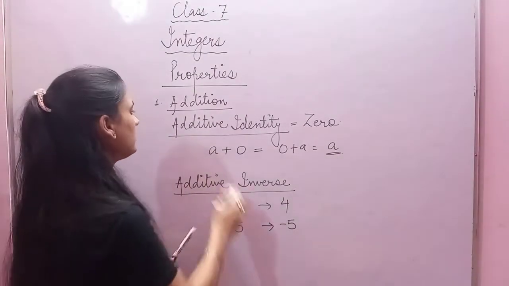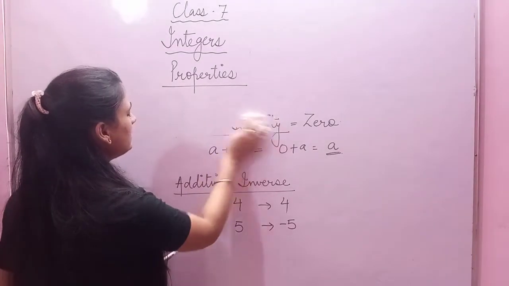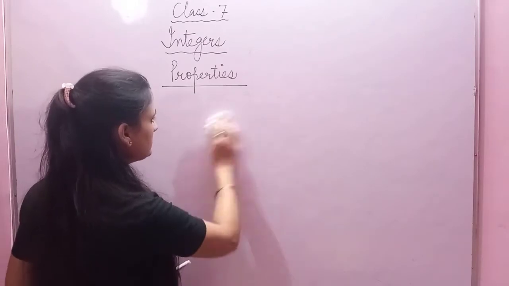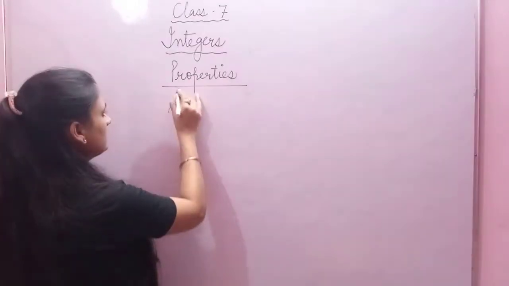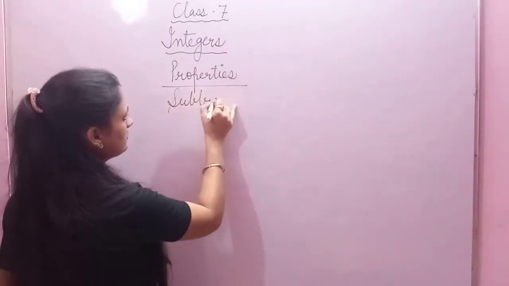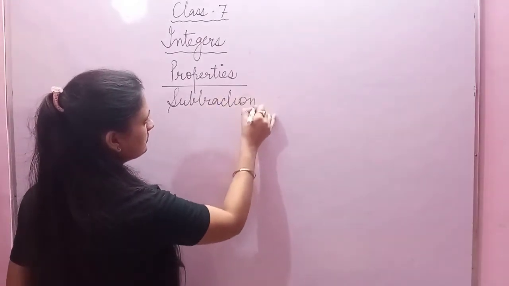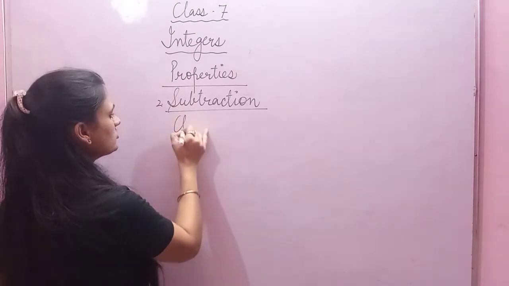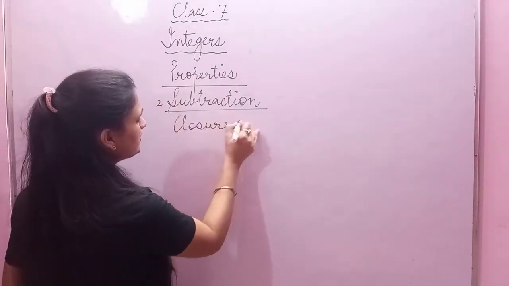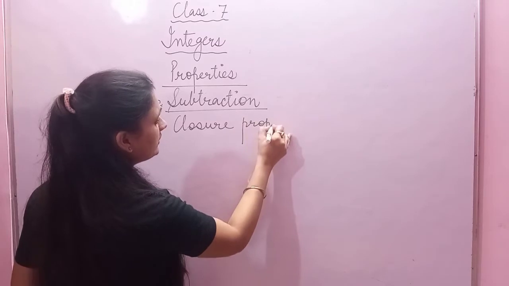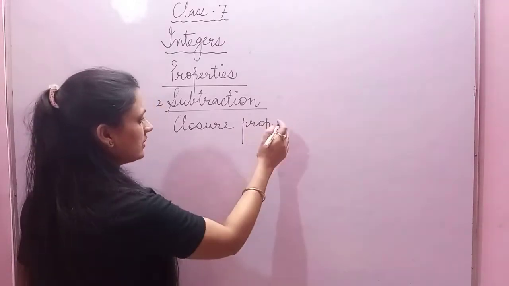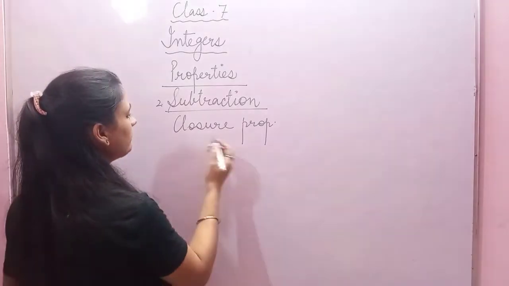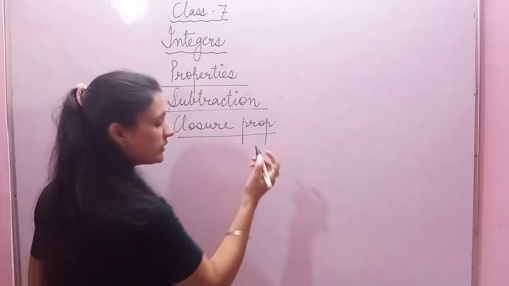Okay, now this is all about the properties of addition. Now let us move towards subtraction. Okay, again let us start with the closure property. What does it say? Earlier we were adding, so adding two integers we get an integer. Similarly, if we subtract two integers, we get an integer.